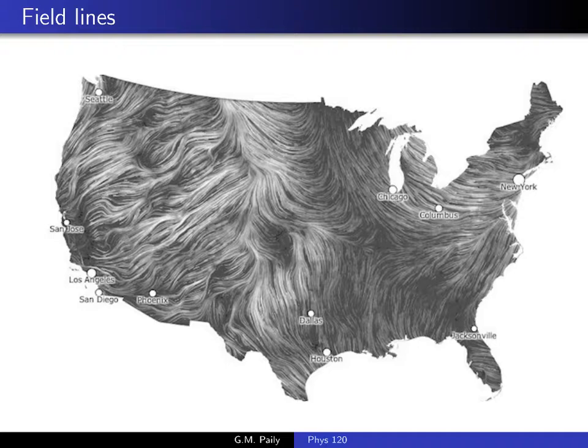Here is another way of representing a vector field. Instead of drawing arrows at every point, what we can do is draw curves. This is again a wind map of the United States, and what we see here are field lines or flow lines.